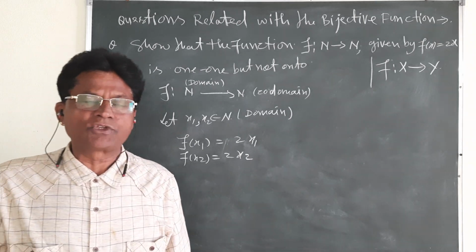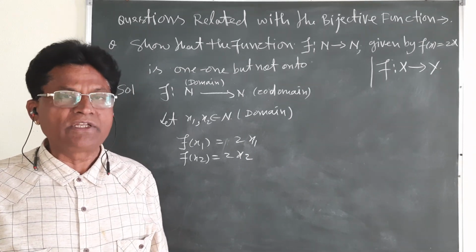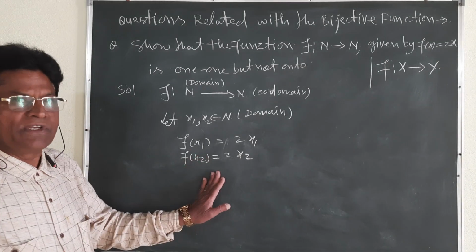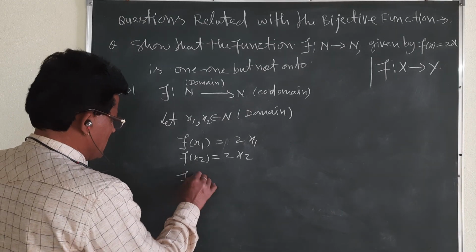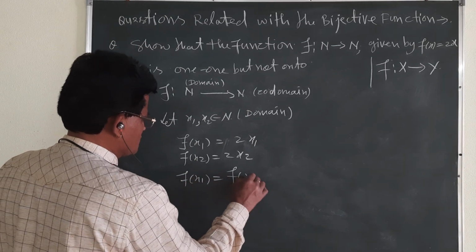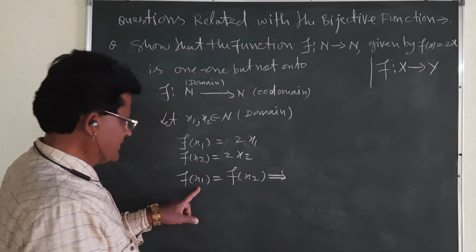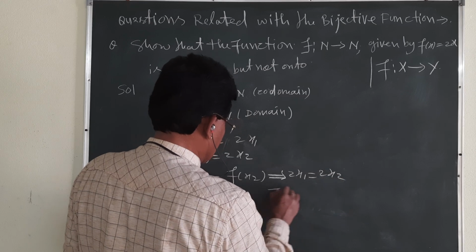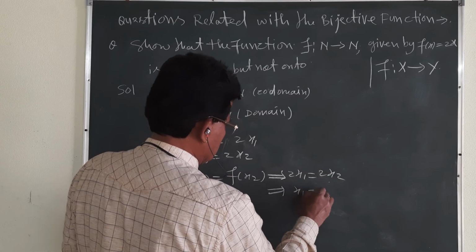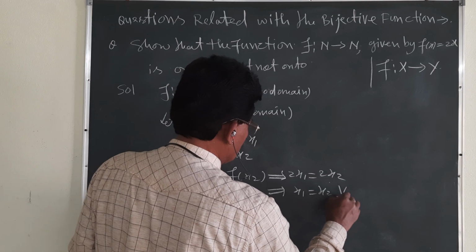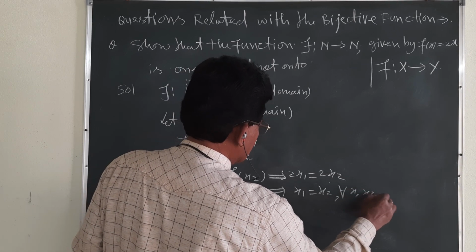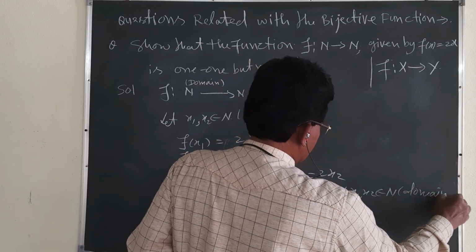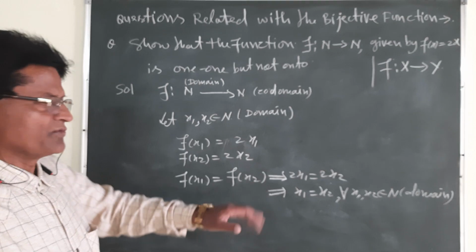Now, as per the definition which I told you in the previous video, the definition of one-one, injective function. What was the definition? If f(x1) is equal to f(x2), implies that, what is the value of f(x1)? Just before I told you, 2x1, and it will be equal to 2x2. Okay, and 2 will be cancelled by 2, x1 will be equal to x2. For this, you must write x1, x2 belongs to N, domain. That is why the function is one-one.